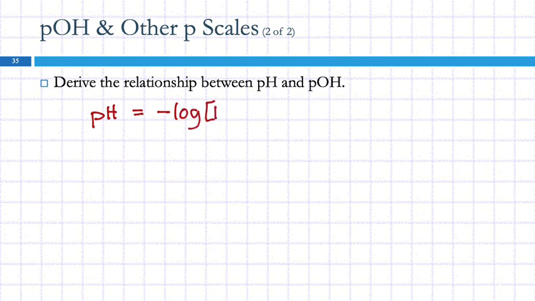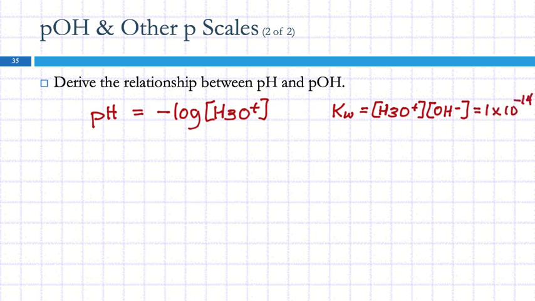Well, we have an equation for pH, and we have an equation that relates hydronium and hydroxide ion concentrations. And we know that that is 1 times 10 to the minus 14. Well, what could we do here? We could solve this for H3O plus and plug it in there.